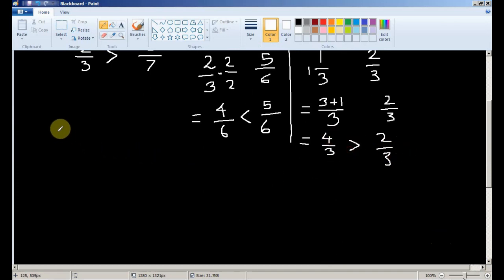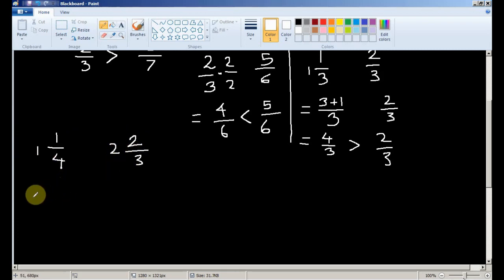Okay, suppose you have both 1 by 4 and 2 by 3. Suppose you are given two mixed numbers and asked to compare. Okay, so compare 1 by 4 and 2 by 3. How do you do it?